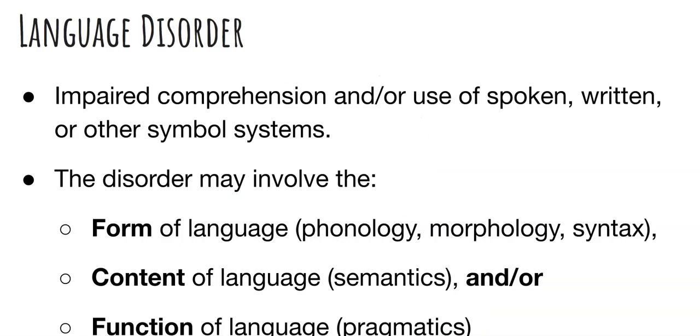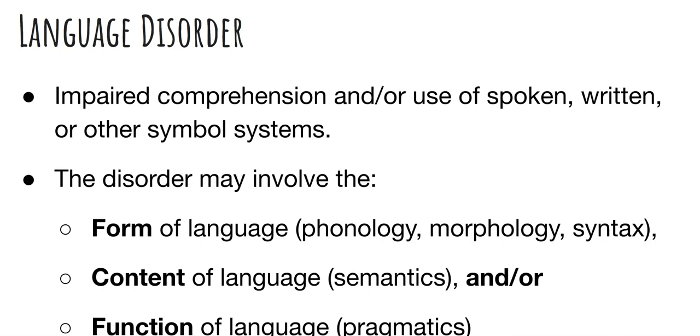Okay. All right, language disorder. A language disorder is impaired comprehension and or use of spoken, written, or other symbol systems, including sign language, things like that. The disorder may involve the form of language, and that can be phonology, so that's like the speech sounds of language. Morphology, which is the meaningful units of language, and I usually think especially of things like ing, plural s. And then syntax is correct word order, which is really important. So that's form.